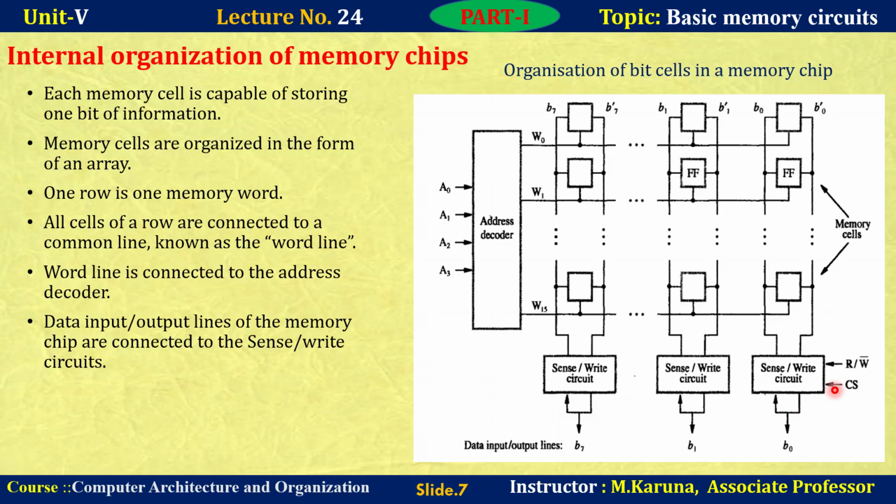Okay, so here these are the control signals. These control signals are coming from the control unit. So based on this control information, read or write operation will be performed by the processor. Okay, before that this chip will be selected with the help of this chip select signal.